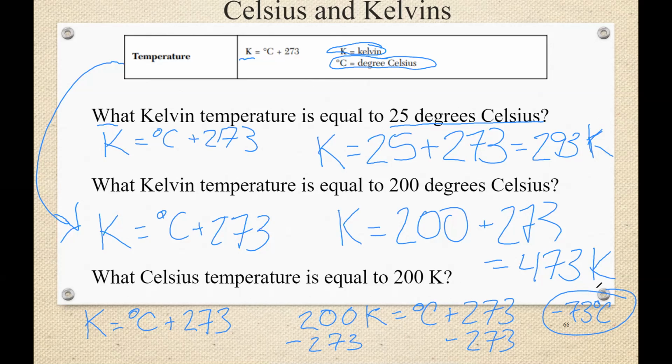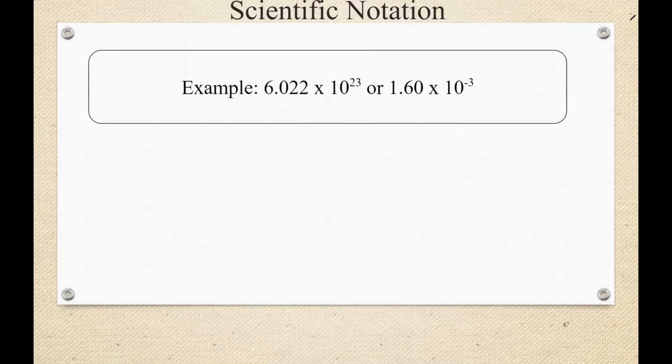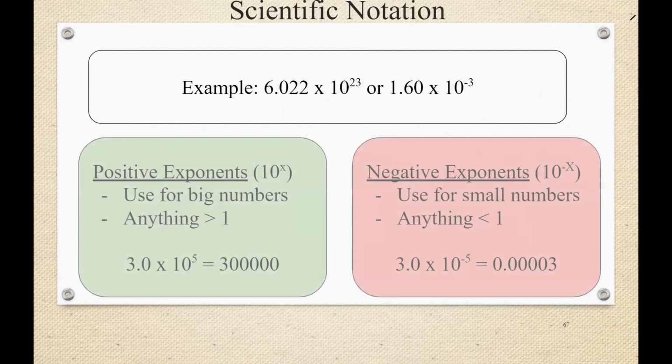Moving forward, let me clear all the drawings. We're going to look at scientific notation. And what scientific notation is very helpful for is representing very, very large or very, very small numbers.